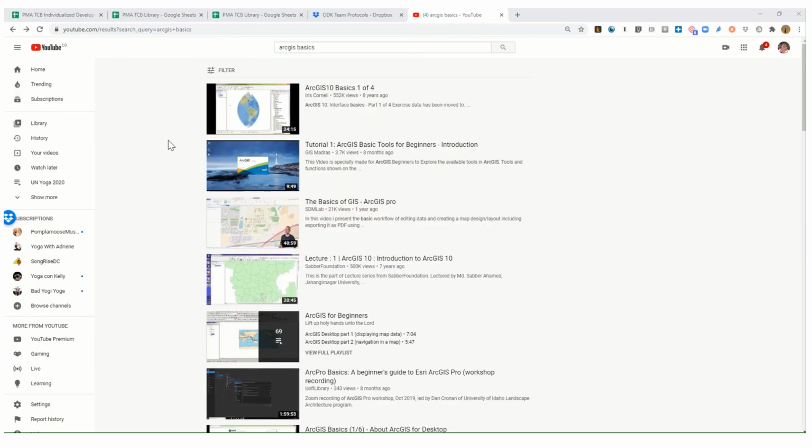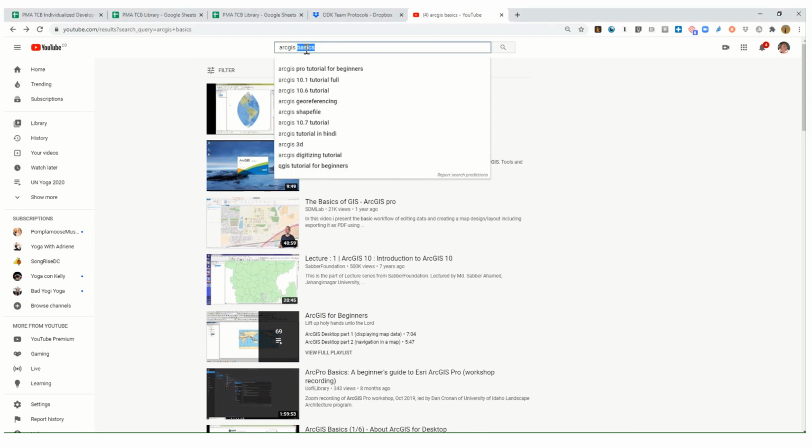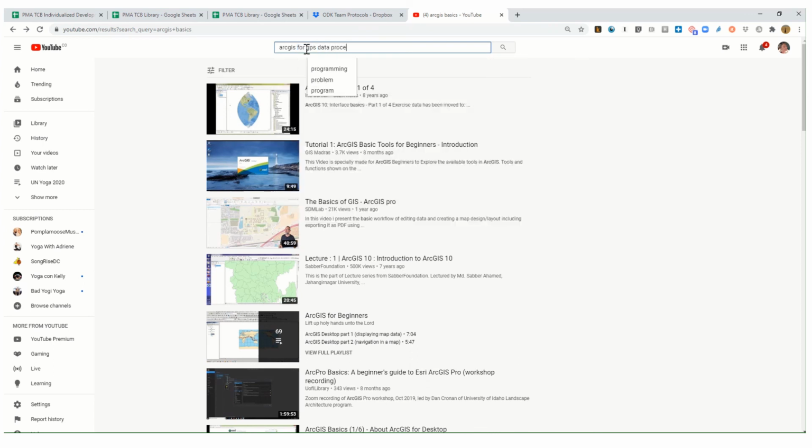But what if it's not the basics that we're looking for? We want to really go into the way that we'll be using ArcGIS in our work with PMA. So there's one skill in the IDEP that is ArcGIS for GPS data processing.